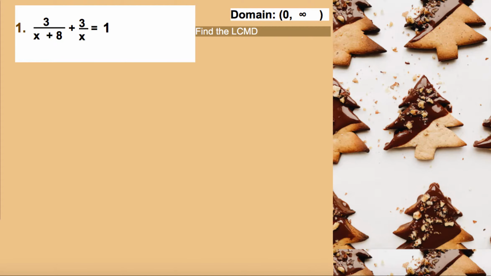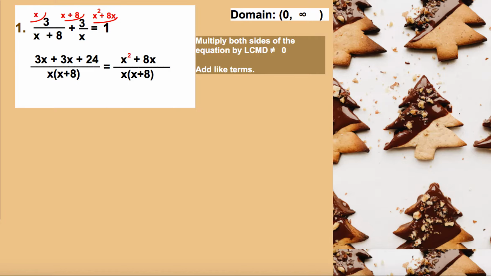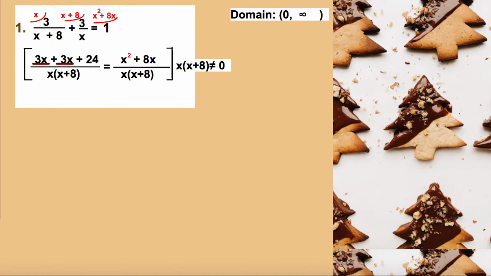Find the LCMD. The LCMD is x times the quantity x plus 8. Bring to the same denominator, amplify. We obtain on the left-hand side of the equation the numerator 3x plus 24, and on the right-hand side the numerator x squared plus 8x. Multiply both sides of the equation by the LCMD, which does not equal 0. Add like terms.